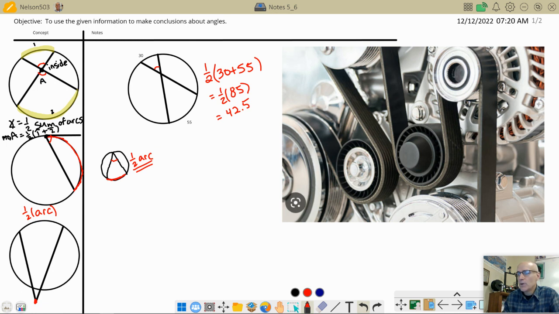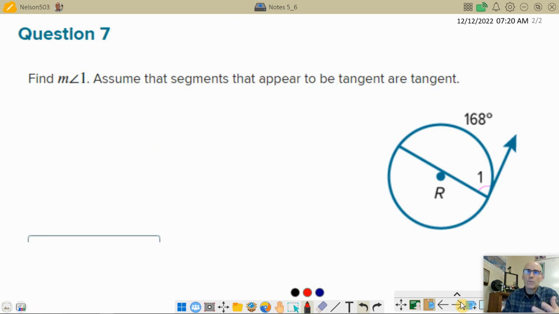All right. And I'm going to do one of your problems from homework. So let's go to problem number 7. These problems take off from 7 and then they finish at problem 12. So you're going to see a tangent and you'll see a chord and they're going to ask you to find this angle. Okay. So this one should be pretty straightforward based on our notes. We're going to take half of the intercepted arc, 168 degrees.